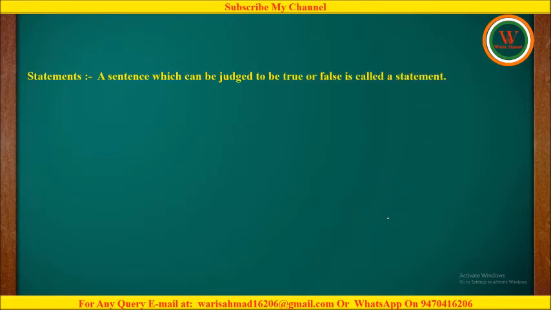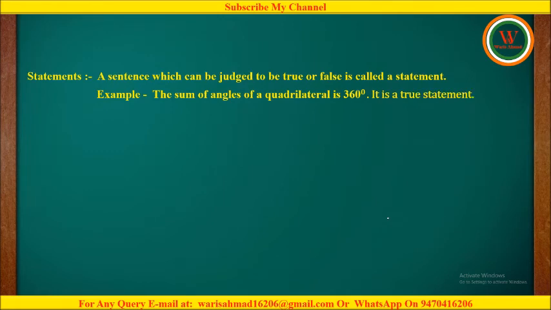Now the next topic is statements. A sentence which can be judged to be true or false is called a statement. Suppose I am taking the example of the sum of angles of a quadrilateral is 360 degrees, then we can say that this statement is true. So those statements which can be judged either to be true or false, that type of sentence is termed as a statement.